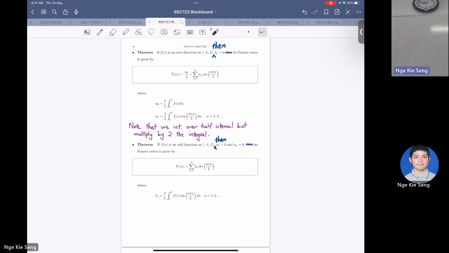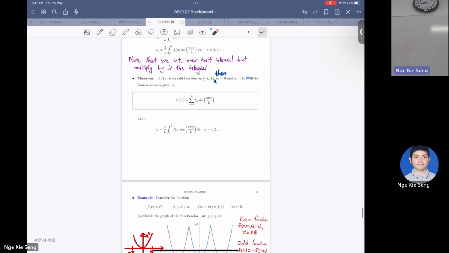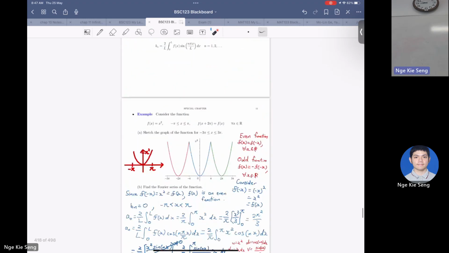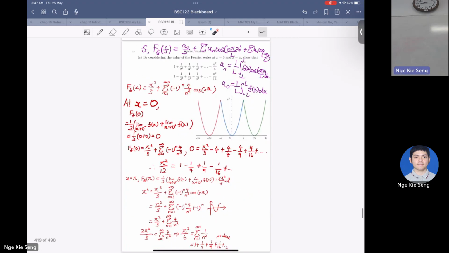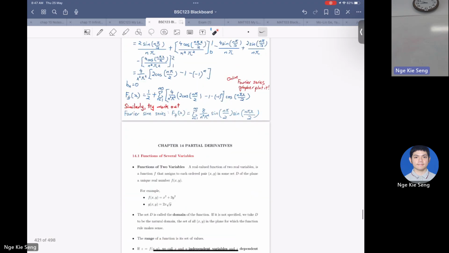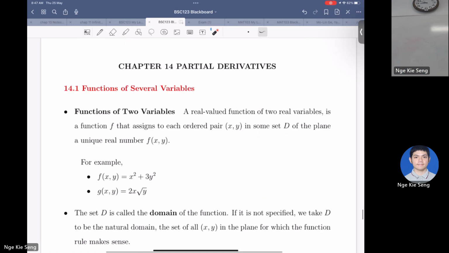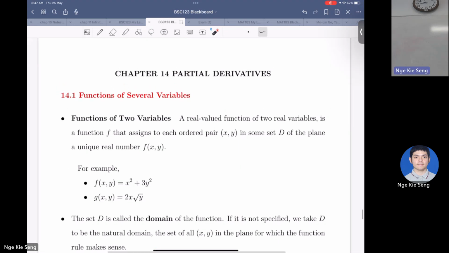I think this part is not tested, so we just run through it. Okay, for your future, I think Fourier series is kind of useful for you, for frequency stuff. Okay. How about we take a break until 8:57?